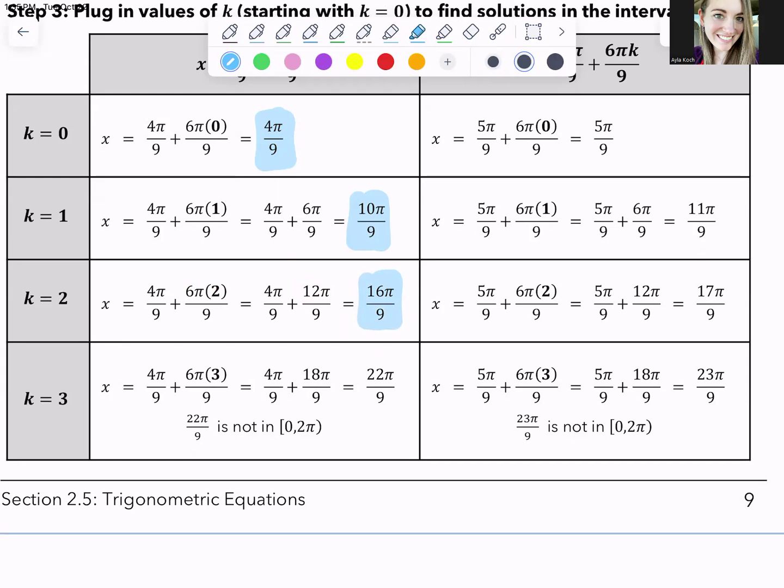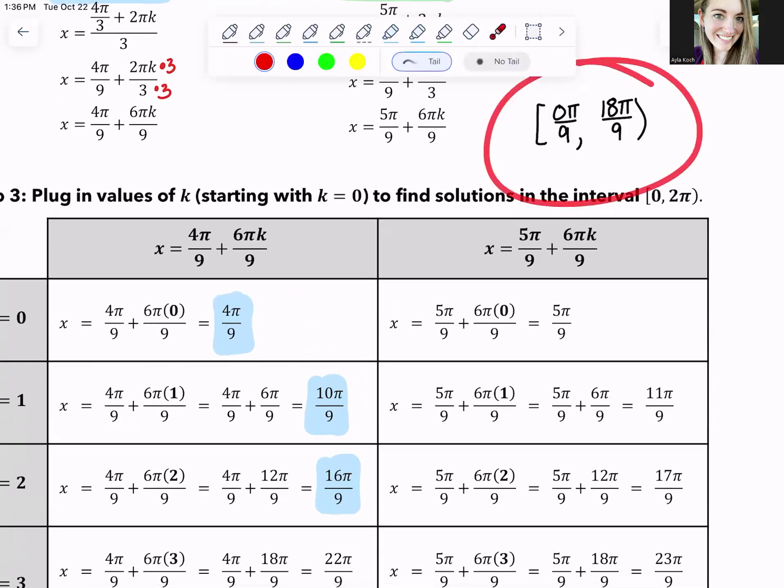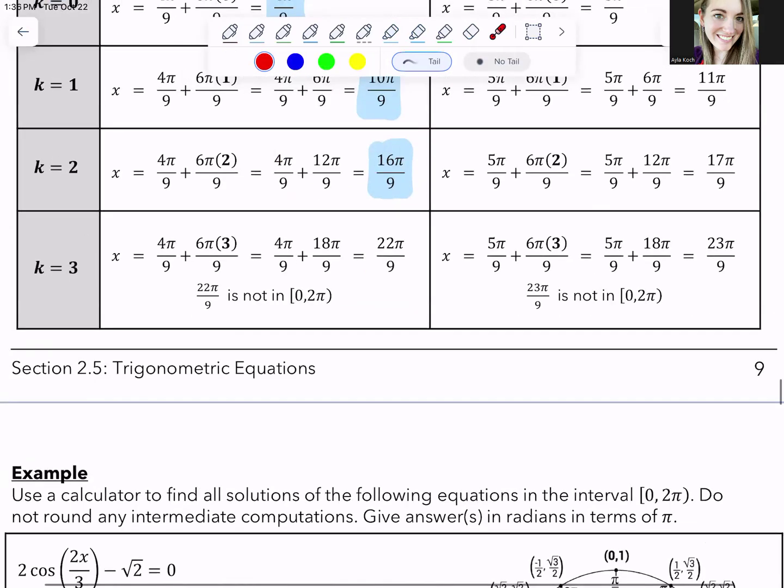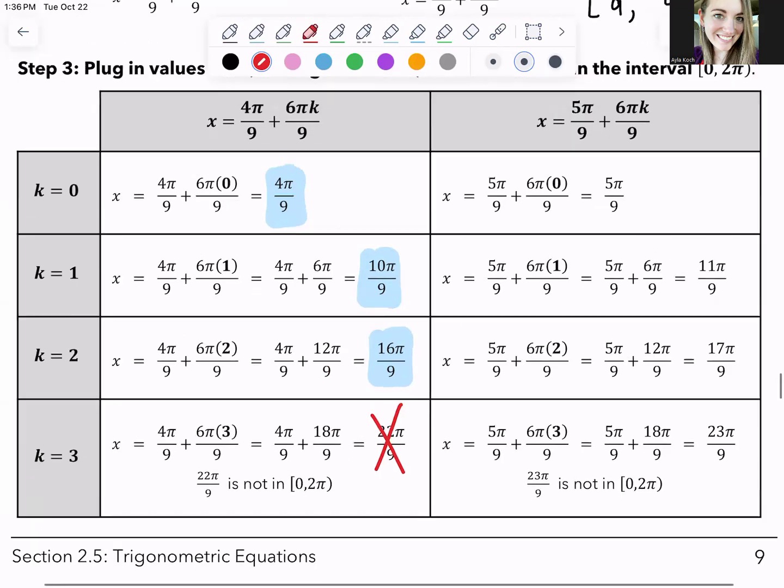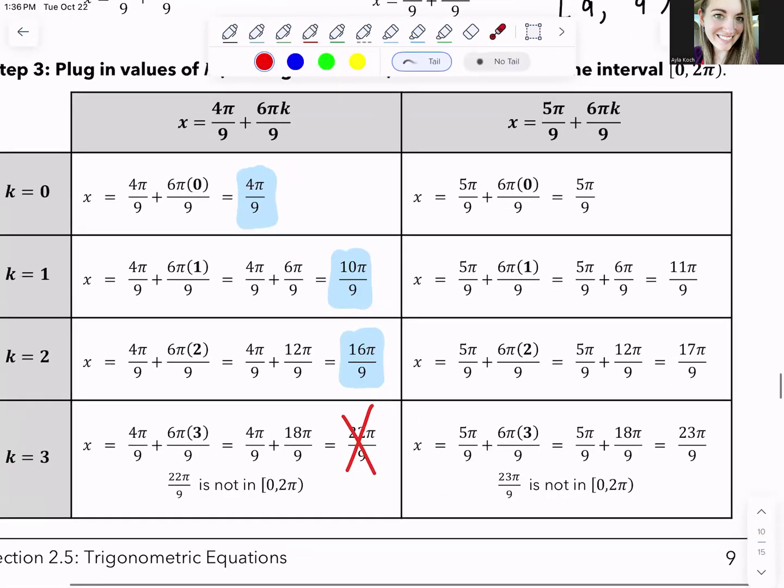Then I plug in 3. So I keep going until I exceed the interval. I plug in 3. 3 times 6 is 18. So I have 4 pi plus 18 pi is 22 pi over 9. 22 pi over 9, that does not fit in the interval. That is greater than 18 pi over 9. So it's not within our 0 to 2 pi interval. So that guy is a no. And we stop. So we have 3 answers so far from that first equation that worked.